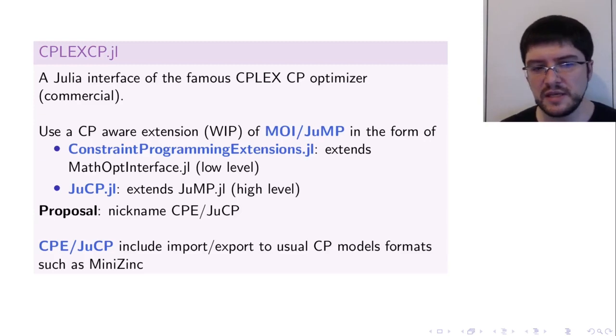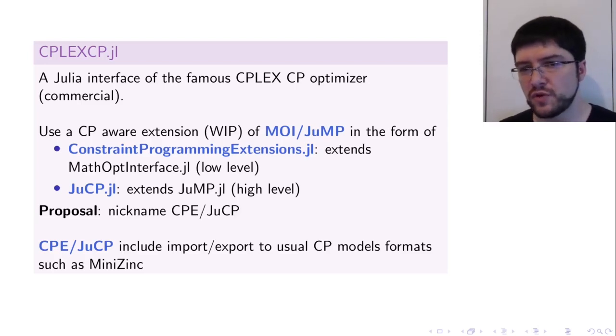CP, GCP include also import-export to usual CP model formats such as MiniZinc, which is great for the constraint programming community.